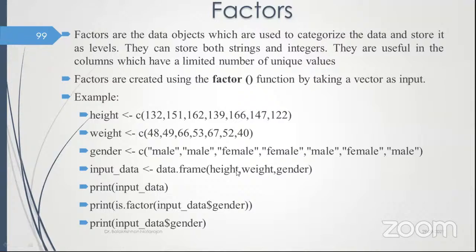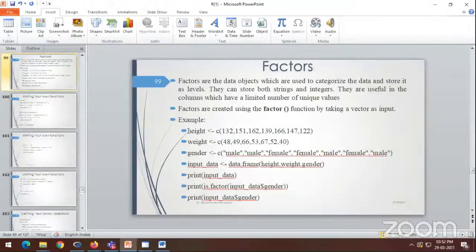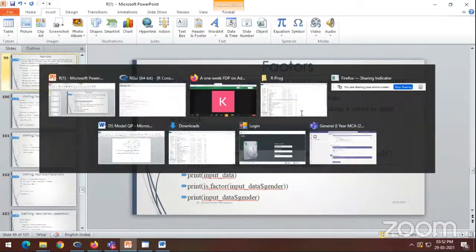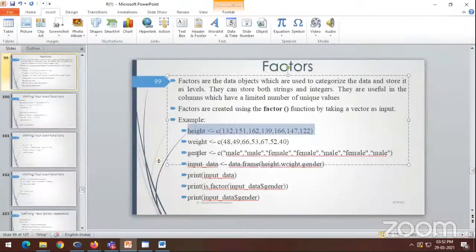Another example has been given here, and I'll explain it. It refers to the heights of human beings, weights, and gender, and constructing the input data based on height, weight, and gender. So you can understand why we are using factors. That is an example here. In what way can the factor be used? What is the application of factor? This example gives you that.